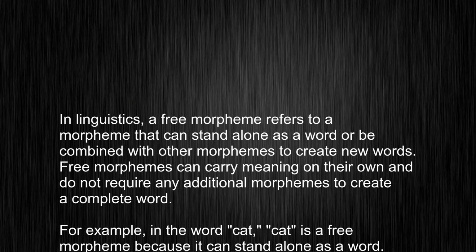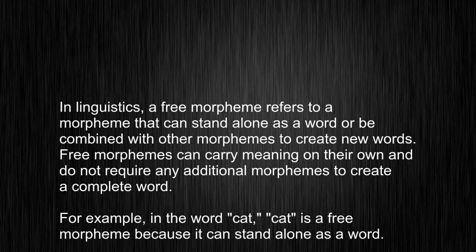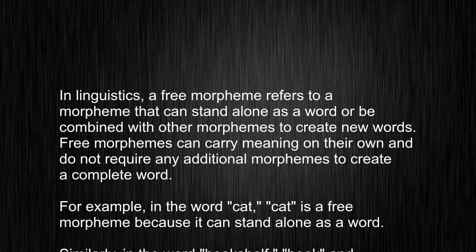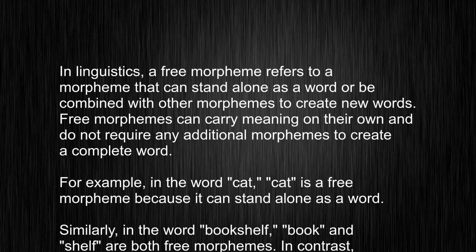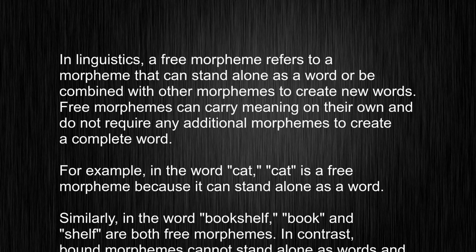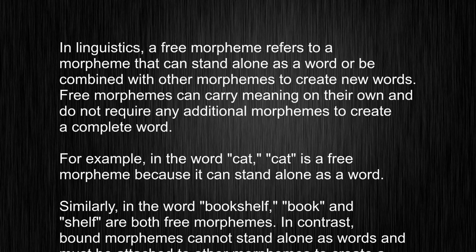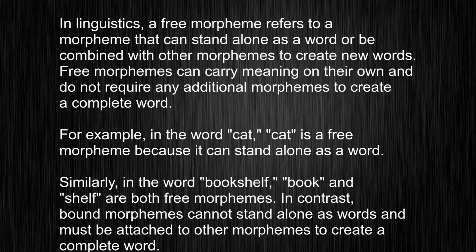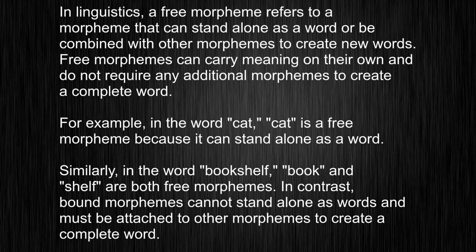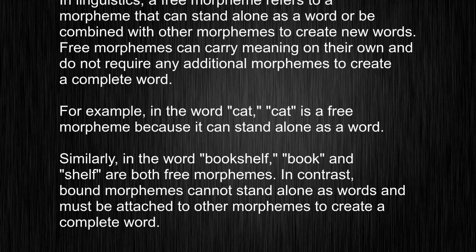In linguistics, a free morpheme refers to a morpheme that can stand alone as a word or be combined with other morphemes to create new words. Free morphemes can carry meaning on their own and do not require any additional morphemes to create a complete word. For example, in the word cat, cat is a free morpheme because it can stand alone as a word.